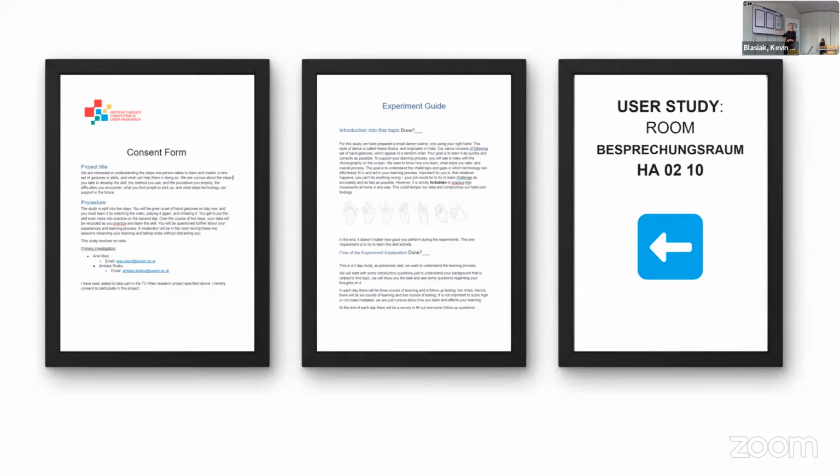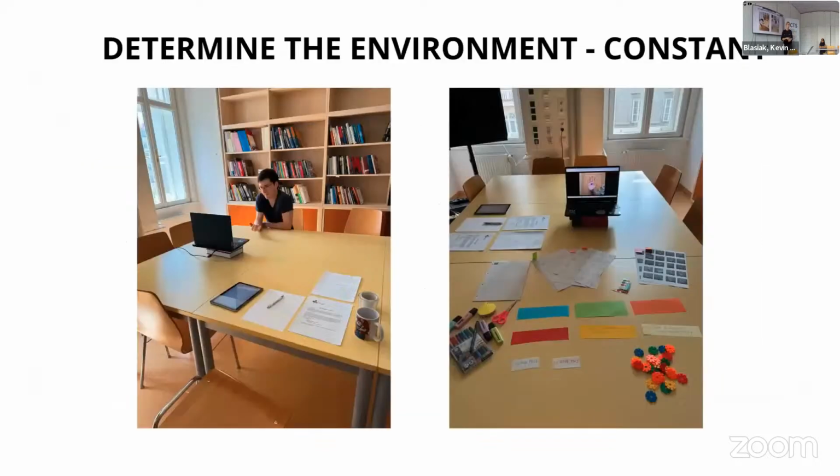This is, for example, the instruction on where to go, put everything up. This is how it looked. This is one condition where they learn only with video, and this is free learning where they could choose what they're going to learn with and how. So they developed their own strategy. So these are 2 different conditions in my study.